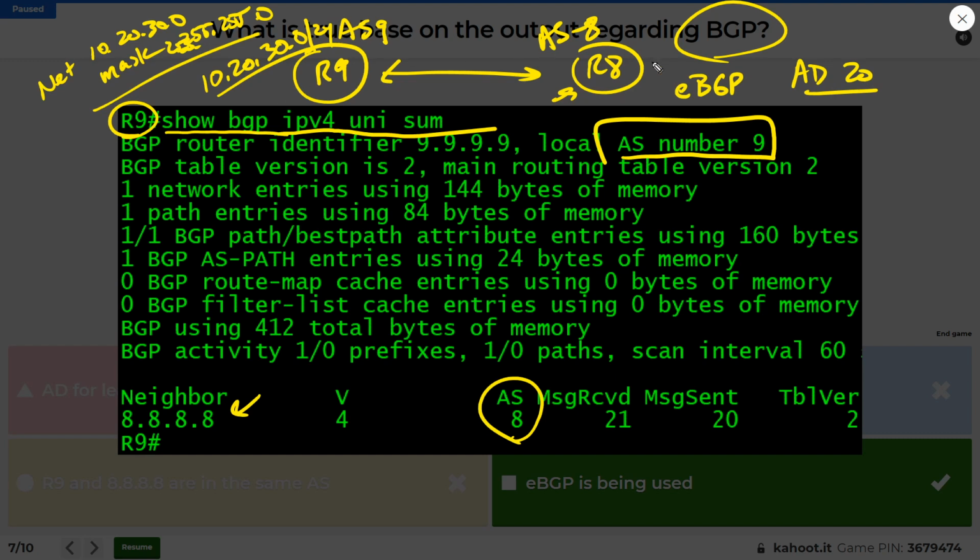If these guys were internal BGP neighbors, meaning they are both in the same autonomous system, then the advertised route would have an administrative distance of 200. So that's just a little reinforcement.